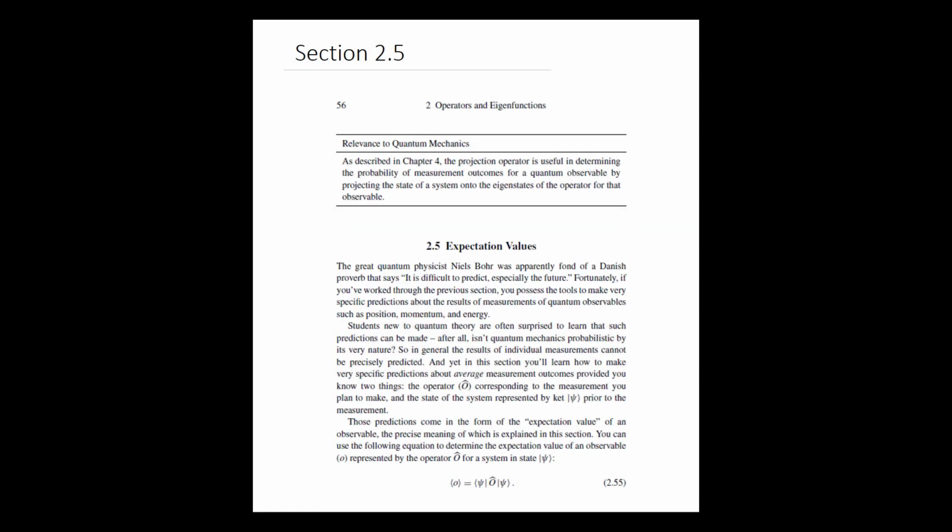Hi, this is the video for section 2.5 of A Student's Guide to the Schrödinger Equation. This section is all about expectation values. It starts out with a little anecdote about Niels Bohr talking about predicting the future.